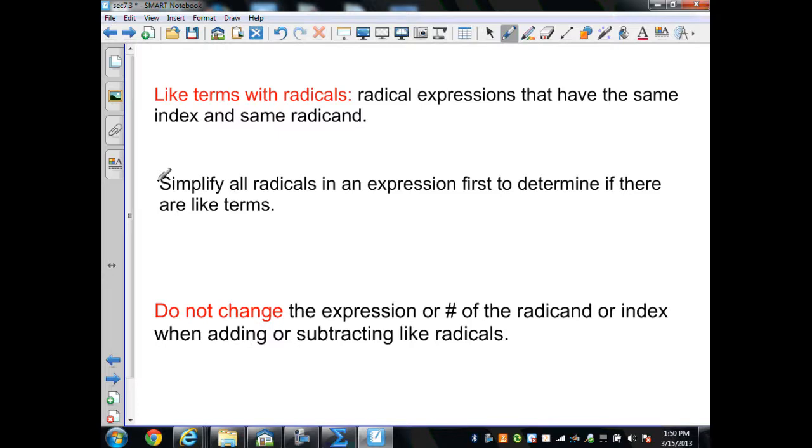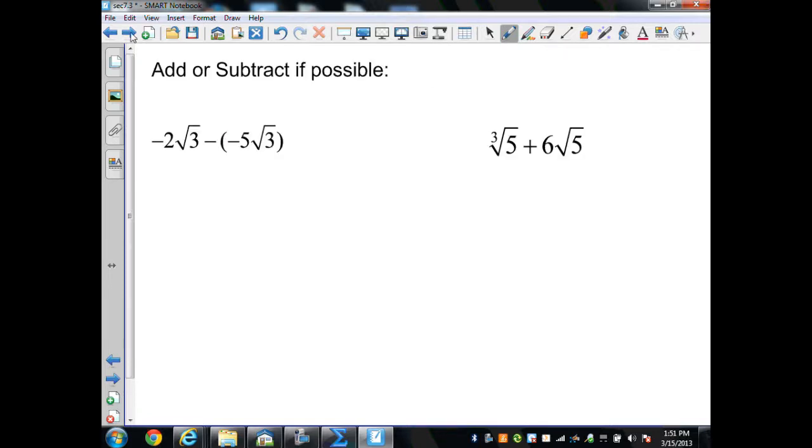To perform this operation, we need to simplify all radicals in the expression first to determine if there are like terms. If so, then we can combine them. We do not change the expression or the number in the radicand or the index when adding or subtracting radicals. Let's take a look at a couple examples.